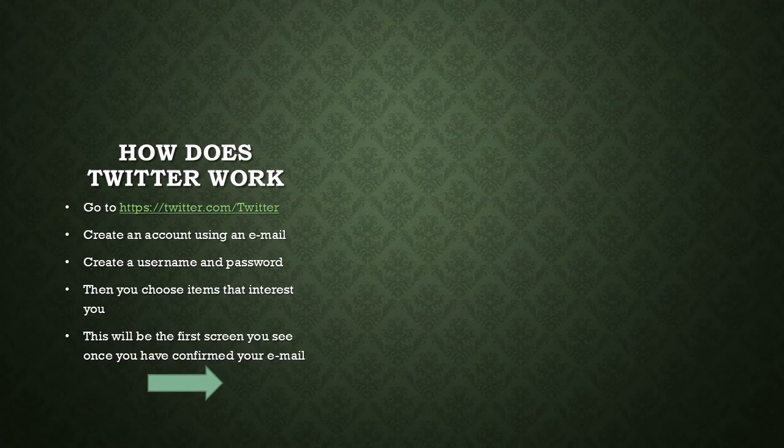How does Twitter work? First, you go to twitter.com. Then you create an account by using your email. Then you have to create a username and password. And if your username is taken, it will let you know so that you can create another one. Then you choose from the many items that they give you that interest you.